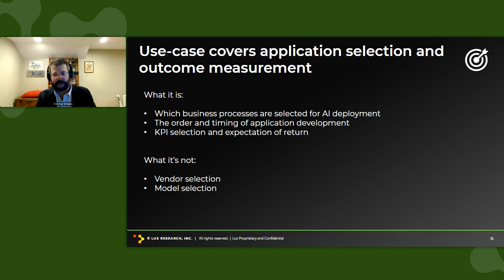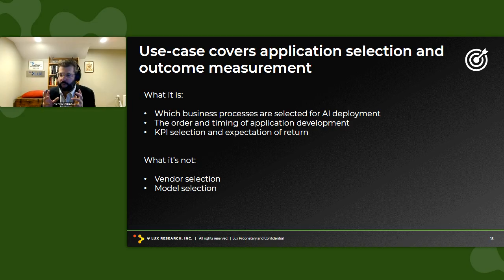The second type of failure we see is application selection and outcome management. At the most basic level, we're really talking about here what business processes are actually selected for AI deployment. And what is the application and the timing of that? What is the ROI potential measurement? What are the KPIs that are selected? What's the expectation of return? How long do you think this is going to take?